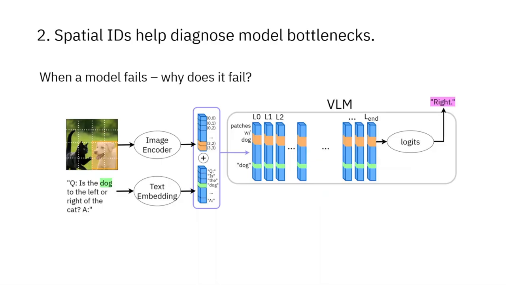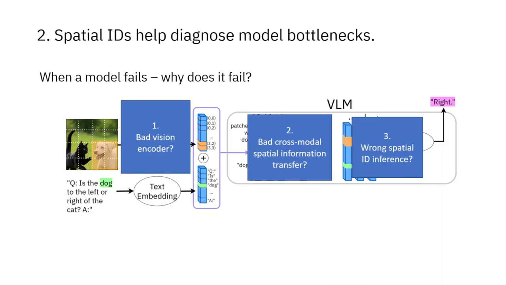Second, spatial IDs help us diagnose model bottlenecks. When a model fails, why does it fail? It could be a bad vision encoder, bad cross-modal spatial information transfer, or wrong spatial ID inference. We can perform this diagnosis on Llama and LLaVA models as a test case.